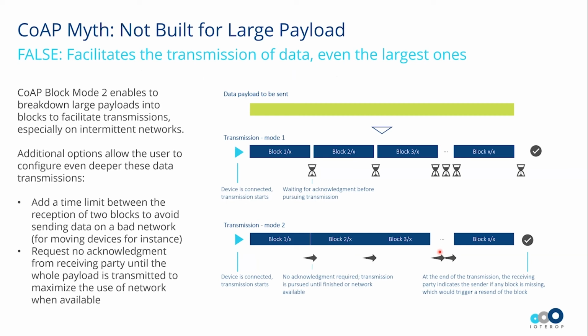But no, there is a mode defined by RFC 9177 that allows you to send all the blocks at one time, and at the end, if a block is missing, you can restart only for the missing block and not redo all the operations. So that's an important mode. The quick block mode transfer is an important thing.